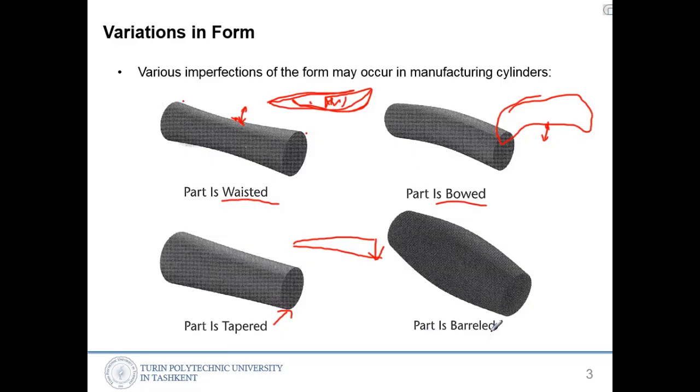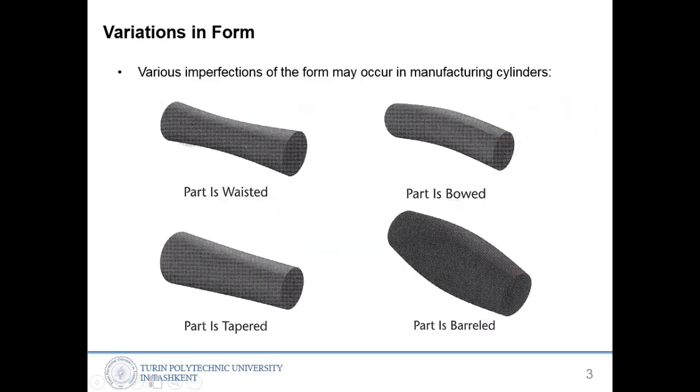And a part is barreled, kind of like a barrel. We are applying more force here, so we lose cutting force, and then it becomes this barrel shape. So the part in reality might have several of these kinds of errors when you are producing.